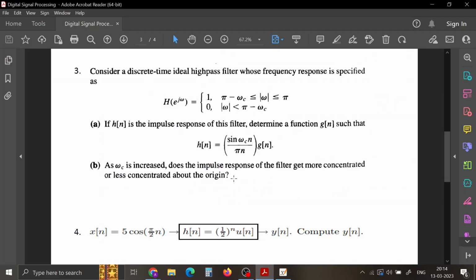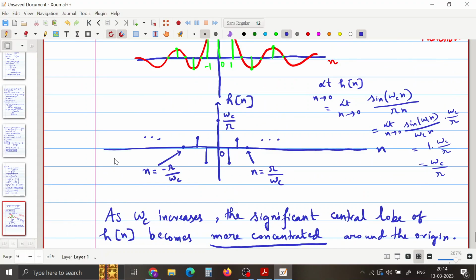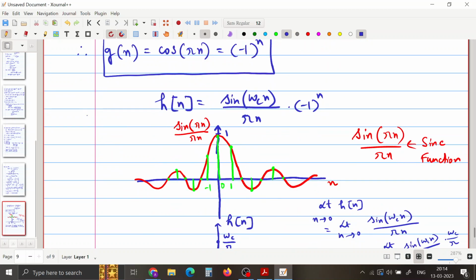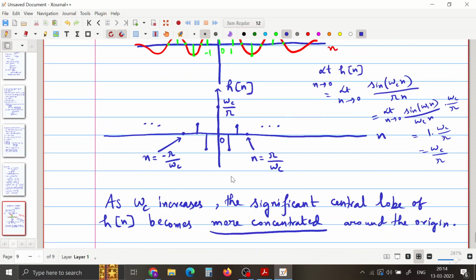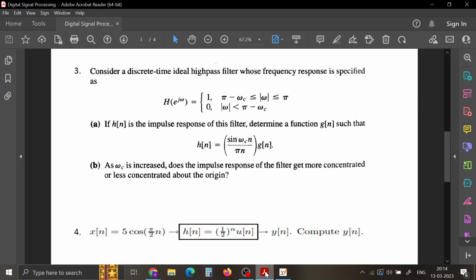Okay, so we are done with question number 3, I guess. So this was part B, right? Okay, so this is the starting of part B. Now going to question number 4.